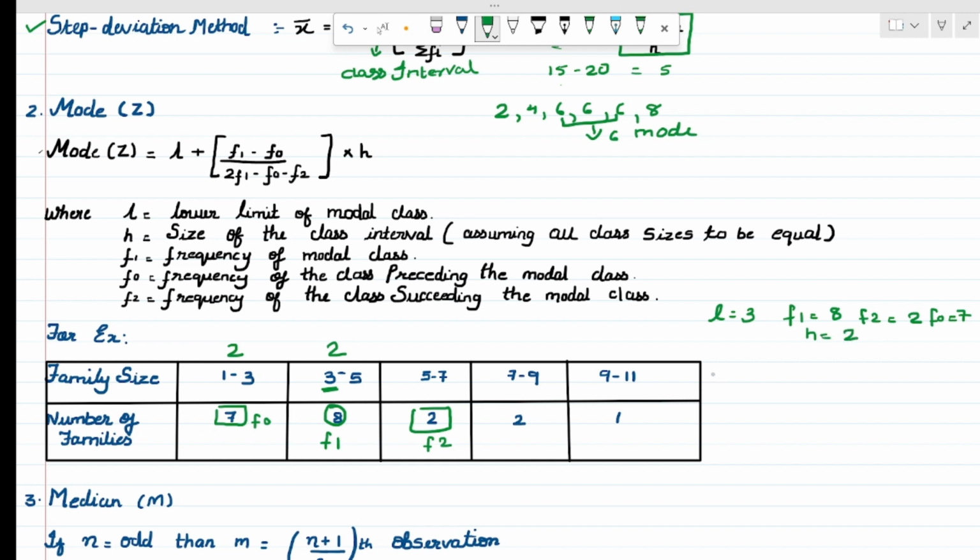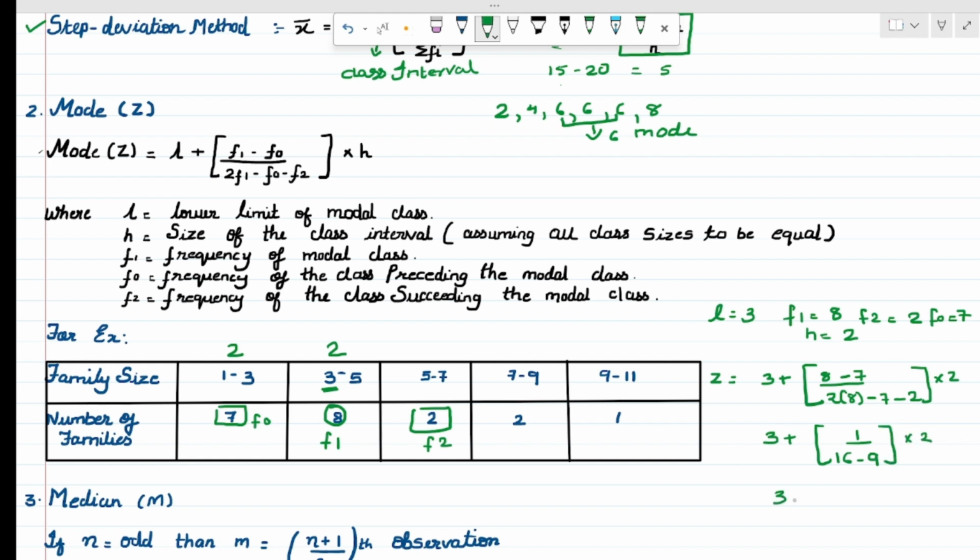Okay, now substitute everything in the formula. That means Z equals L plus, that means 3 plus bracket. What is my F1? It's 8 minus. What is my F0? It's 7. F1 minus F0, 8 minus 7. 2 into F1, that means 2 into 8 minus 7 minus 2 bracket into 2. Now solve this. You will get 3 plus 8 minus 7 gives you 1 upon 16. 8 2s are 16. Minus minus plus, so 7 plus 2, 9 into 2.